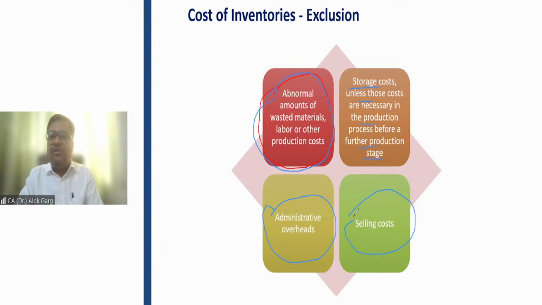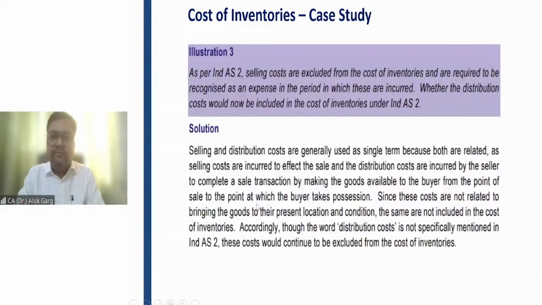These are the few costs which should not be taken to the inventory. It has to be taken to the P&L. It should not form part of the cost of inventory. As per Ind AS 2, selling costs are excluded from the cost of inventories and are required to be recognized as an expense in the period in which these are incurred. Whether the distribution cost would now be included in the cost of inventory.